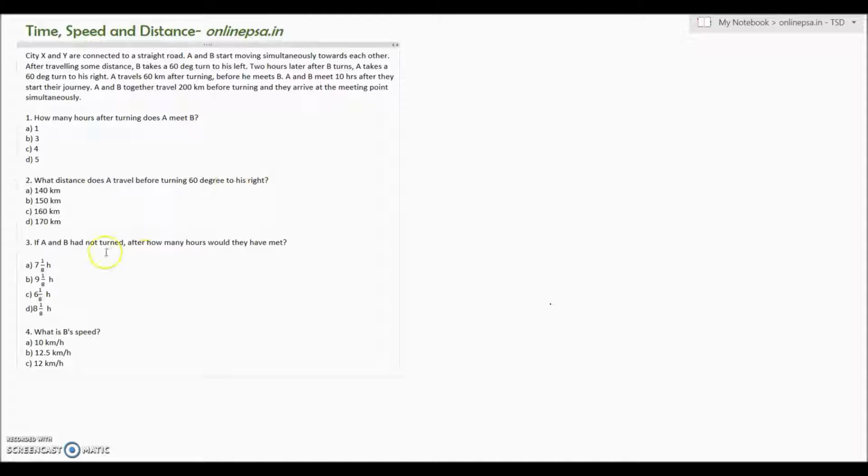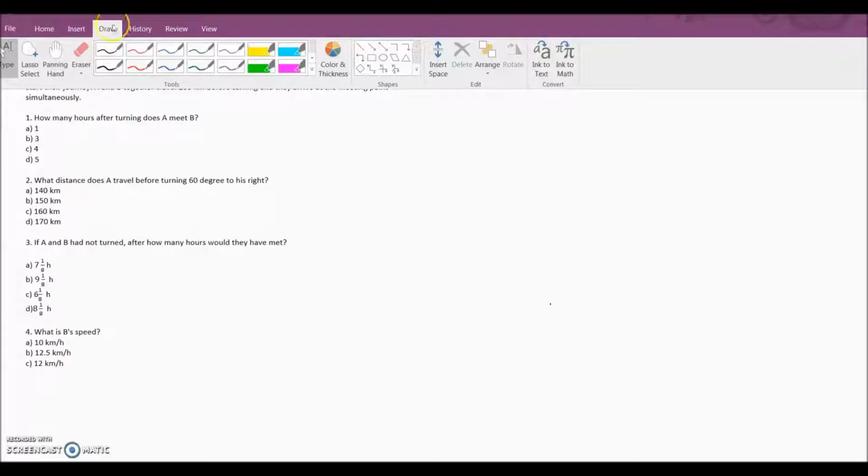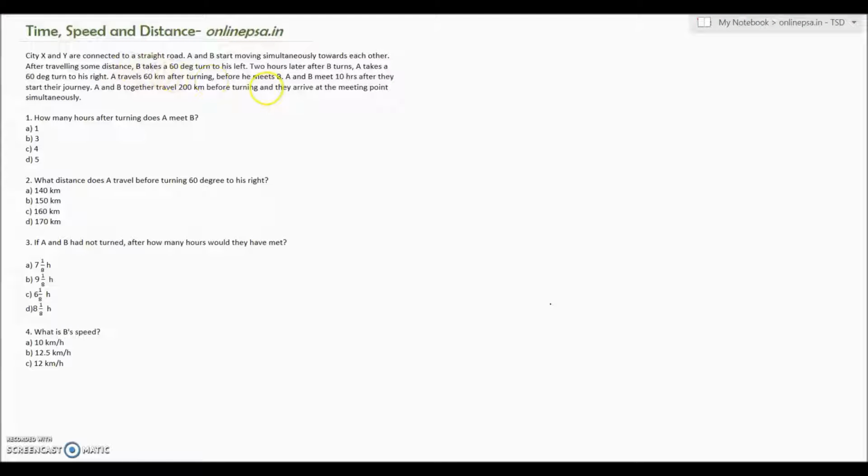City X and Y are connected by a straight road, and A and B are moving simultaneously towards each other. After traveling some distance, B takes a 60-degree turn to his left. 2 hours after B turns, A takes a 60-degree turn to his right. A travels 60 km after turning before he meets B. A and B meet 10 hours after they start their journey. A and B together travel 200 km before turning and they arrive at the meeting point simultaneously.